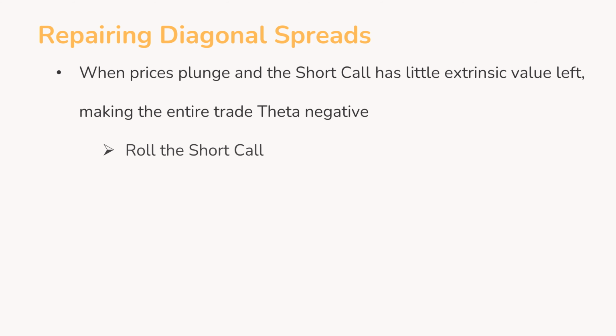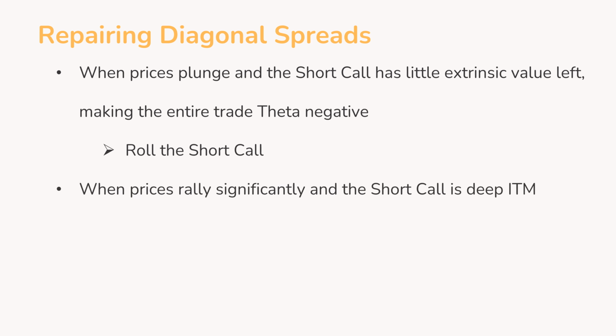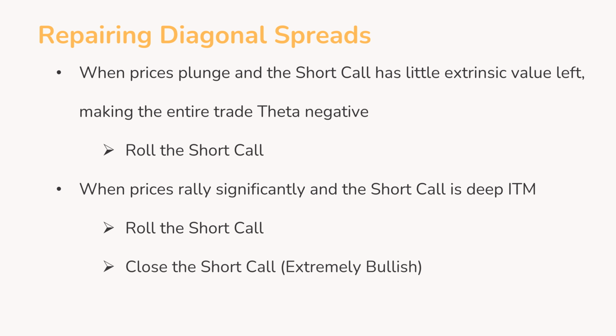And the next scenario is when the price of the underlying stock rallies very significantly and your short call becomes deep in the money. This is one of the more dangerous situations, I would say, because when your short call is deep in the money, and remember you always roll your short call to something that is 1 to 2 weeks out, if it is close to expiration, there is a chance that you might get assigned.